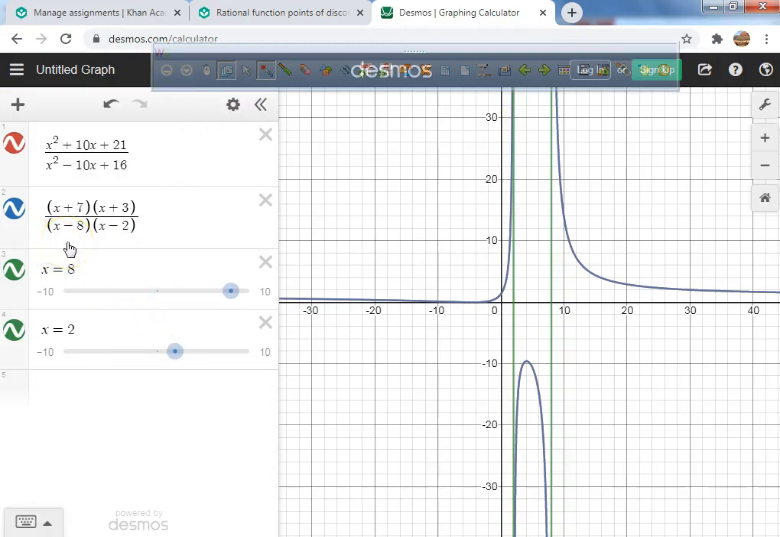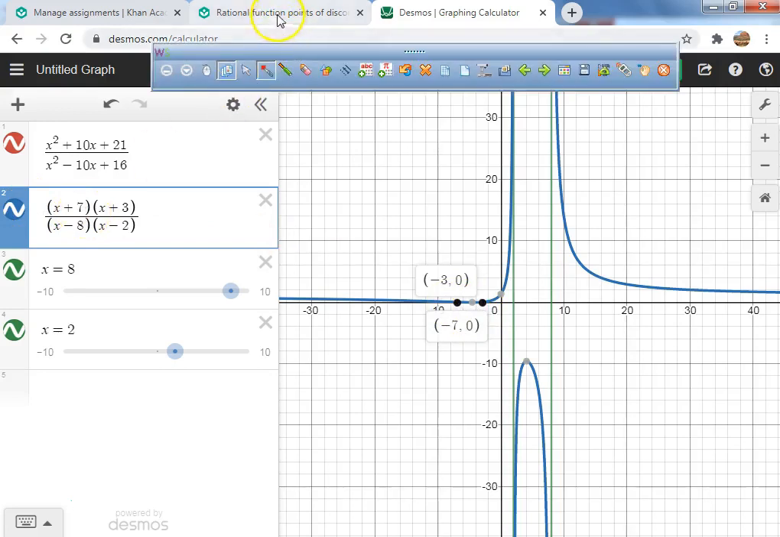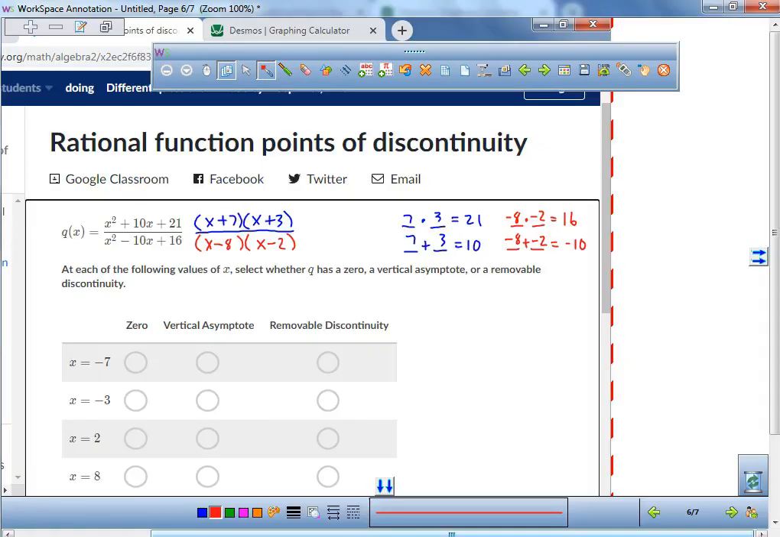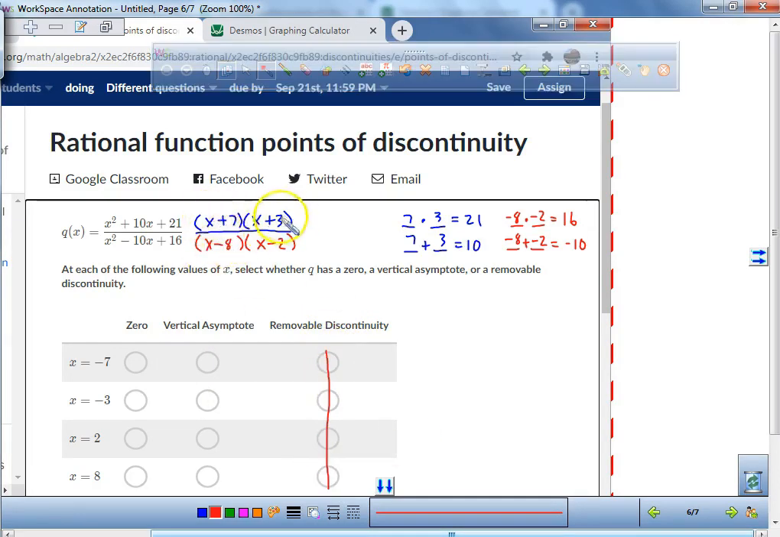Now, where are our zeros? Our zeros are at -7 and -3. If you click right here, you can see there's a -3, there's a -7. So we have 2 zeros right there for our rational function. So when I'm writing stuff down, I want you to understand that here we have no removable discontinuity.